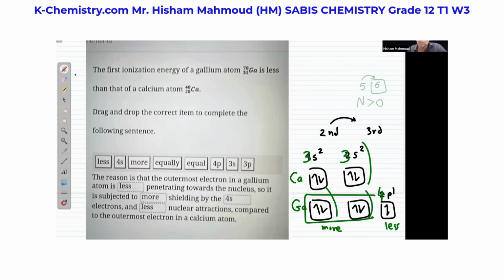So it's subjected to more shielding. Do you remember the bodyguards? There is more shielding between this electron and the nucleus than this one by the 4s. So there is more shielding by the 4s electrons and less attraction. It is farther away from the nucleus compared to the outermost electron in the calcium. The shielding between this guy and the nucleus is more than for this guy in the calcium. Again, you have more layers, more shielding. So there is more shielding and it is less penetrating.